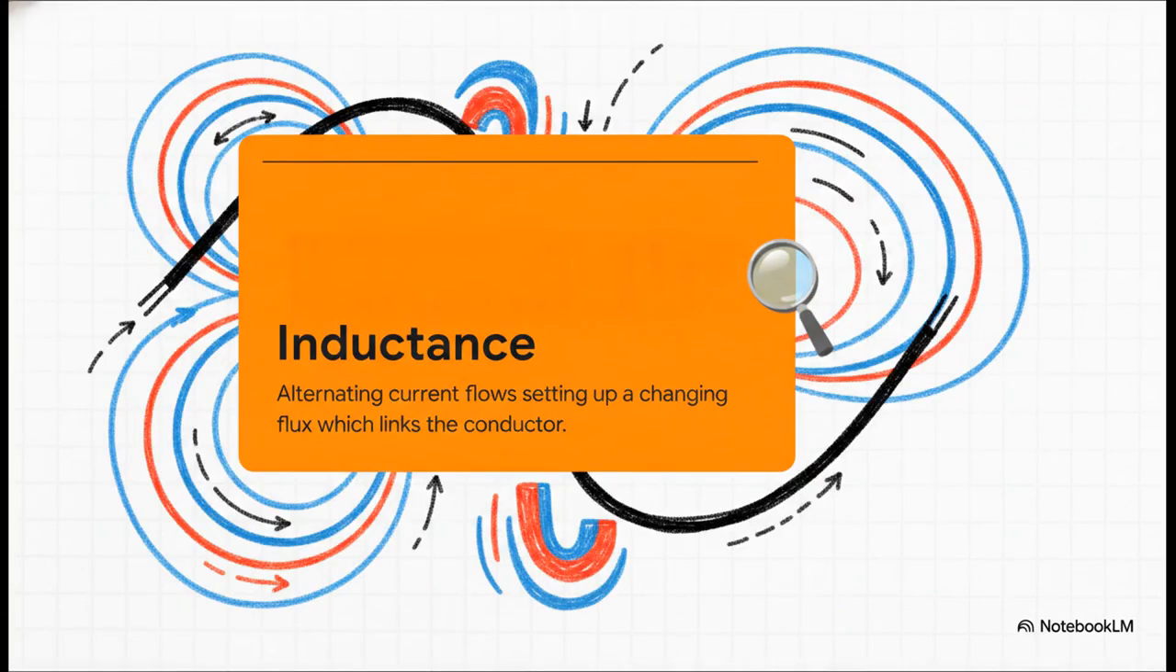Next, we have inductance. And honestly, this one is pretty wild. When alternating current flows, it doesn't just quietly move forward. It actually creates a changing magnetic flux that links back to the wire itself. Because the current is constantly alternating, it creates these varying magnetic fields. So it's essentially building its own invisible magnetic hurdles that the power has to constantly push through.